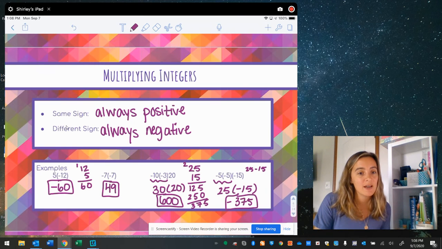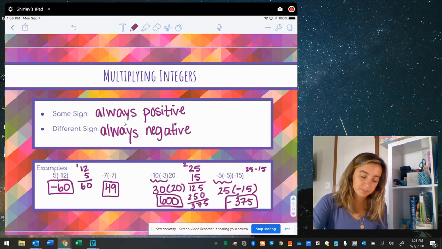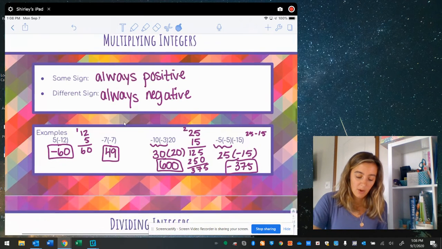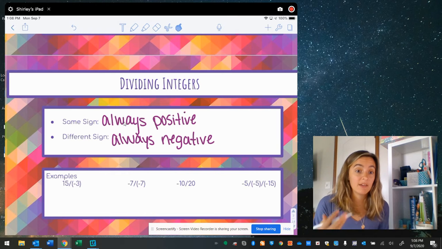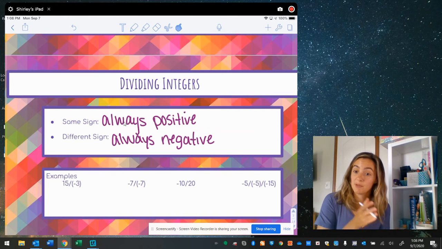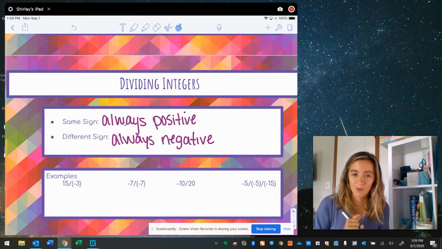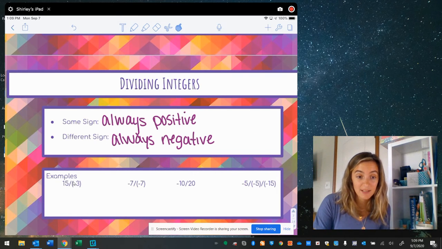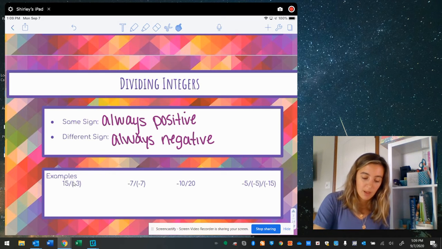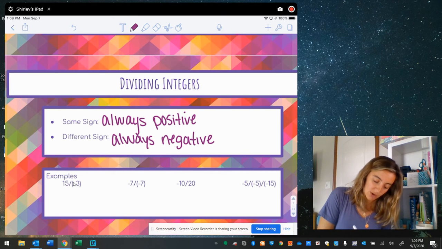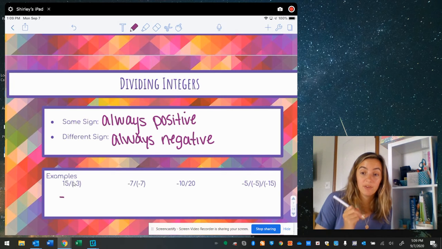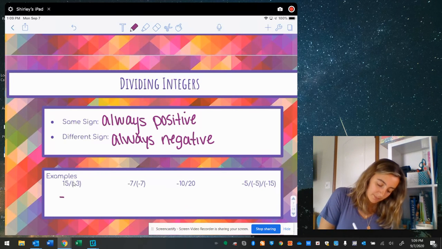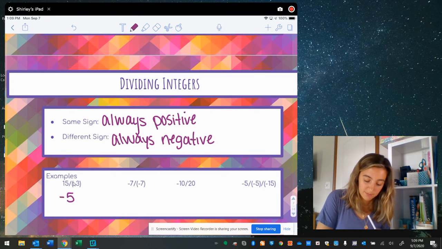Okay, so very easy. Signs are the same, always positive. Signs are different, always negative. That works the same whenever we go into dividing. If I'm dividing two positives or two negatives, my answer is always positive. If I'm dividing a positive and a negative number, it's always going to be negative. So looking at my examples here, I have 15 divided by negative 3. My signs are different, so my answer is going to be negative. 15 divided by negative 3, negative 5.